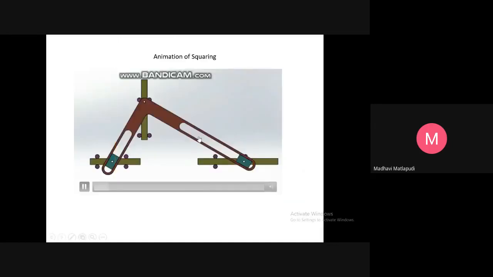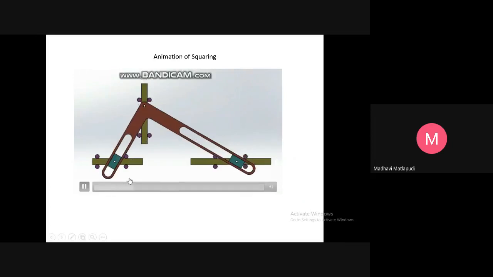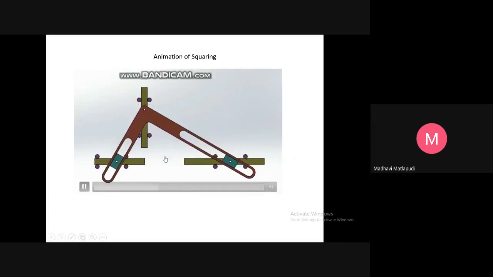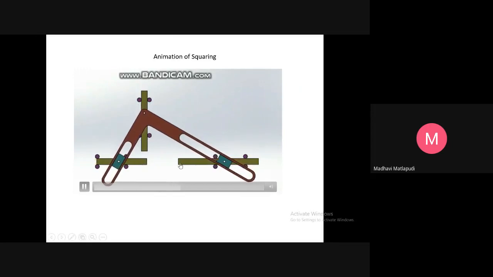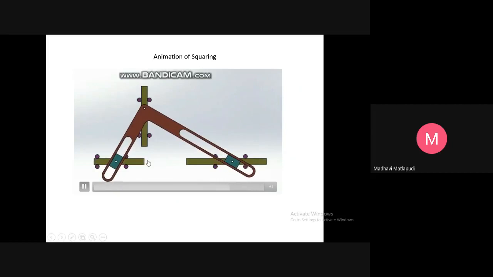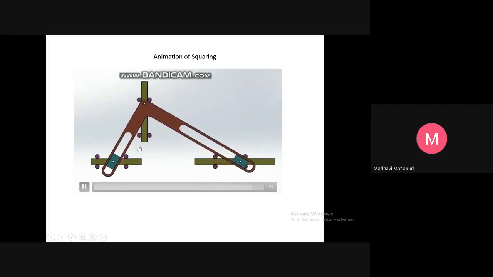Now let us see the animation of this operation. You can see these two, X1 and X2, coming together, then Y is coming in downward direction. If X1 and X2 are going away from each other, then the ram moves in upward direction.